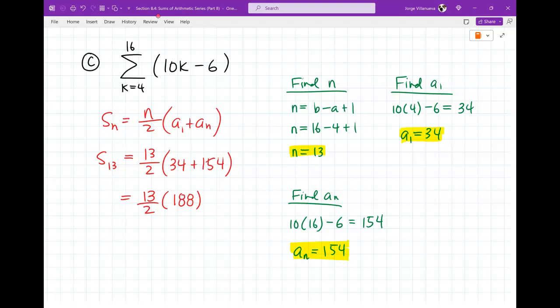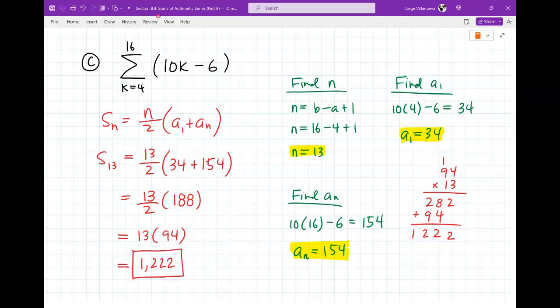Okay, so 188 divided by 2 is 94, so 13 times 94. So what do we get for this? 94 times 13, that's 12, that's 27, so it's 28, 4 and a 9. So that's 2, 12, 9, 10, 11, 12. So 1,222. And there we go.